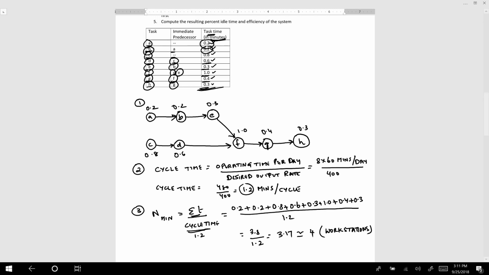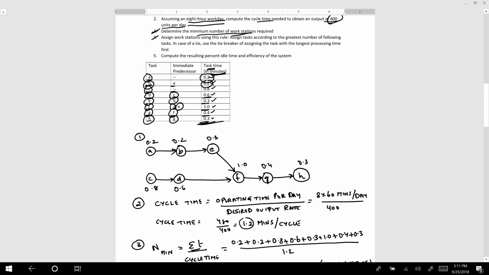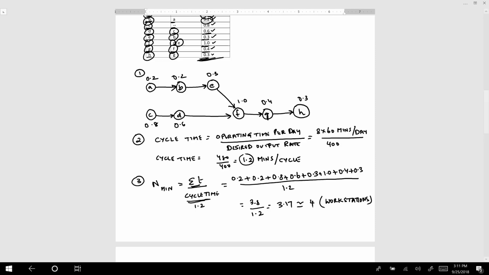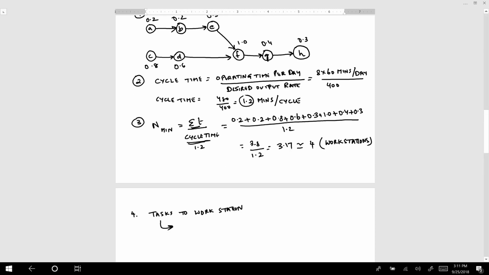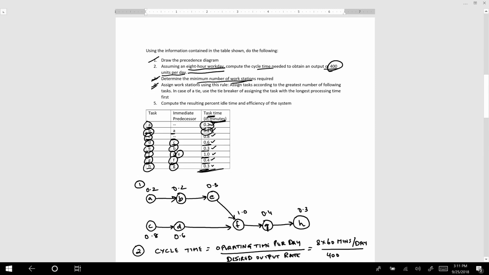So the last question, no, this is the fourth question. Assign workstations using this rule: assign tasks according to the greatest number of following tasks. In case of a tie, use a tiebreaker of assigning a task with longest processing time first. So I will do 4. So they are saying I have to assign tasks to workstations. The first rule they are telling us is to assign tasks according to the greatest number of following tasks.